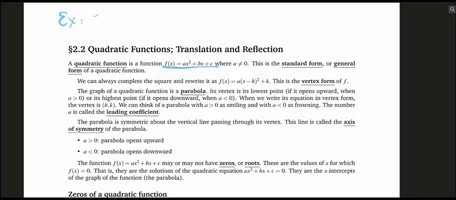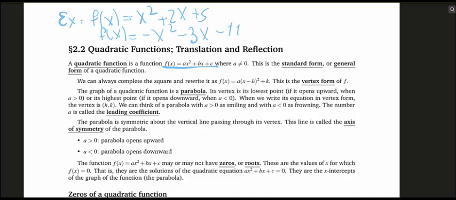Example, f of x equals x squared plus 2x plus 5. f of x equals negative x squared minus 3x minus 11, and things of that sort. Just as long as this thing does not disappear, it does not get multiplied by a 0. This is the standard form or general form of a quadratic function.